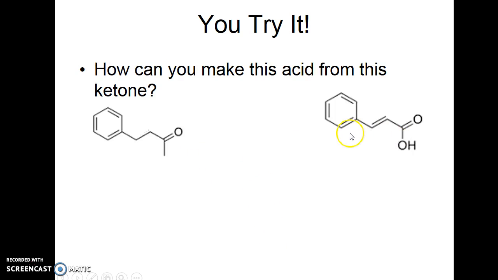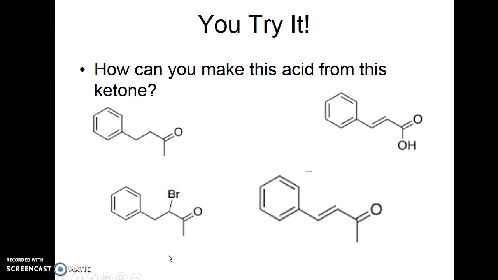So how can you make this acid right here from this ketone? Well, we know that we can use a methyl ketone to give us a carboxylic acid, but there's a difference between this methyl ketone and this methyl ketone. How can I put alpha-beta unsaturation in there? Well, I could do it from this bromine compound. How can I get this bromine compound? Well, I could do acid bromination.